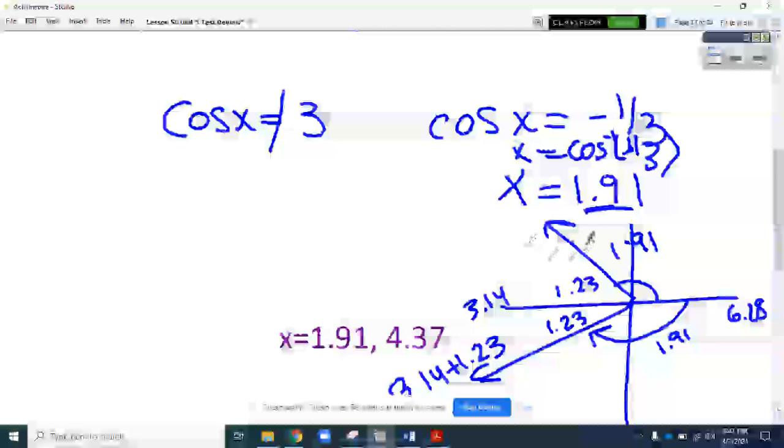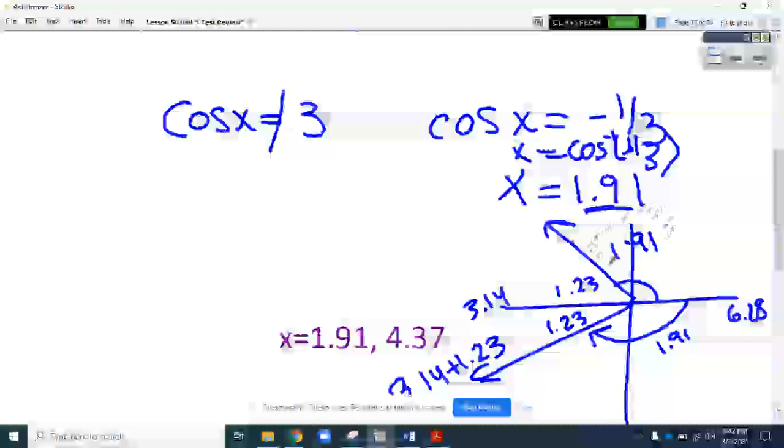All right, but I'm not done yet. I have to find my other answer. Remember, how do I remember around the circle? Well, this is pi. Pi is 3.14. Half of that is 1.59. So if I'm 1.91, I am past that. That's my first angle where cosine is negative. Cosine's also negative in the third quadrant.